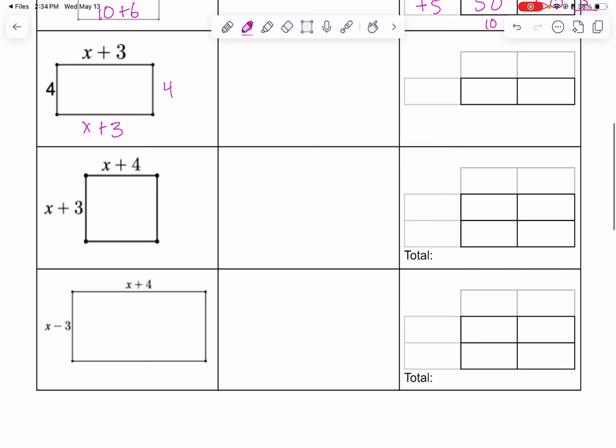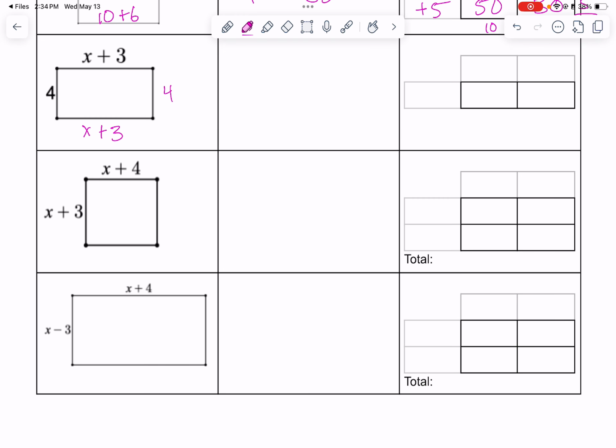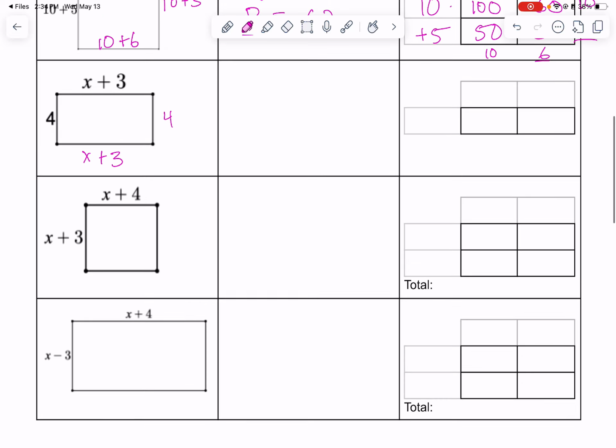So let's see this first one. It has 4 for the vertical, x plus 3 for the horizontal. So if I were to find the perimeter, I see that I have 2 x's, I have 2 3's, and 2 4's. So that's going to be 2x plus 6 plus 8, or 2x plus 14. So that's my perimeter there.